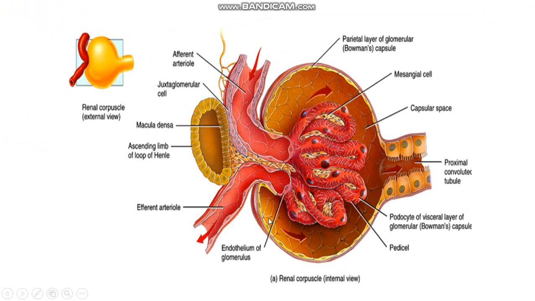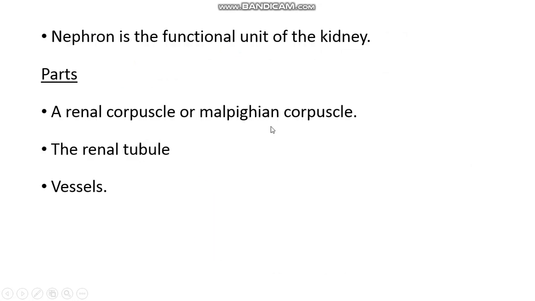In this renal corpuscle, there is a tuft of capillaries, consisting of several capillaries that provide blood supply to the nephrons. The tuft of capillaries is covered by a double-layered, cup-like structure that is known as the Bowman's capsule. So here it is, a double-layered cup-like structure, the Bowman's capsule.